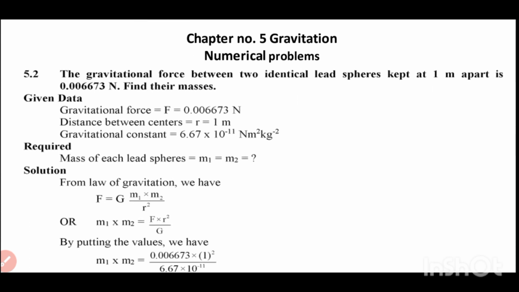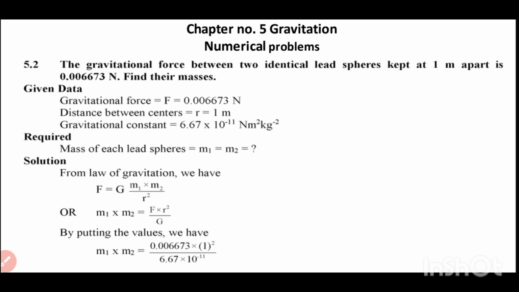The gravitational force between two identical lead spheres kept at 1 meter apart is 0.006673 Newton. Find their masses. Dear students, both masses are equal, so m1 is equal to m2. So we can substitute m1 in place of m2.